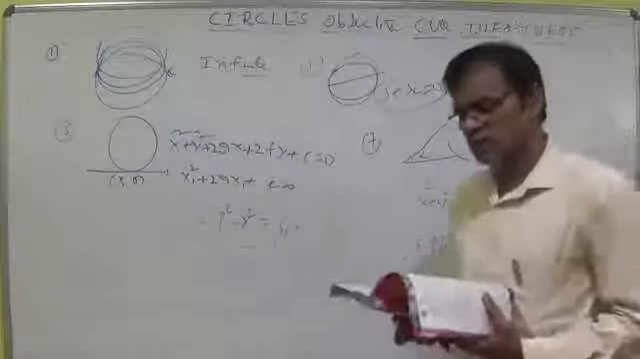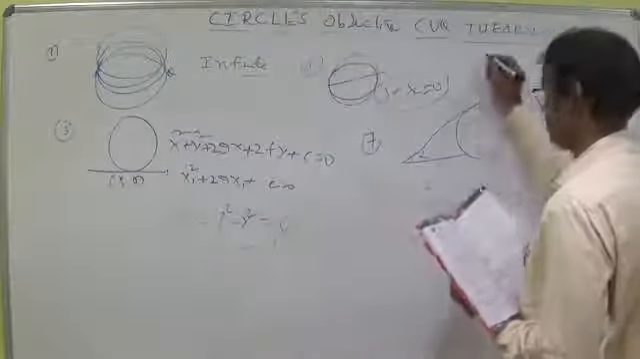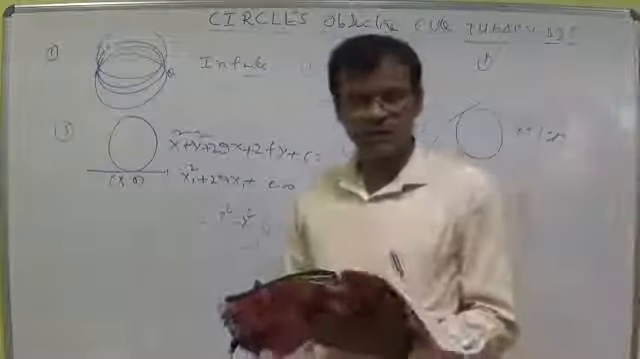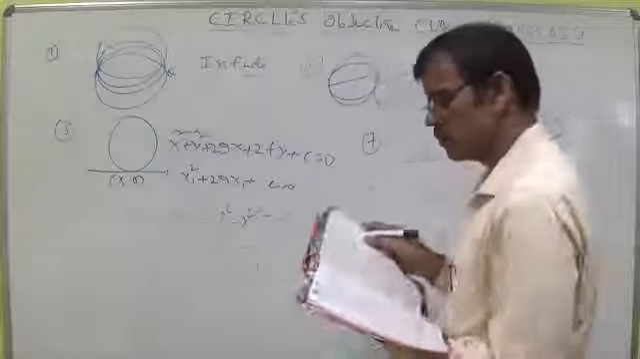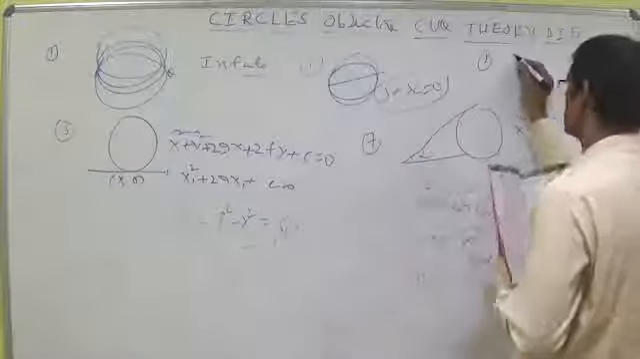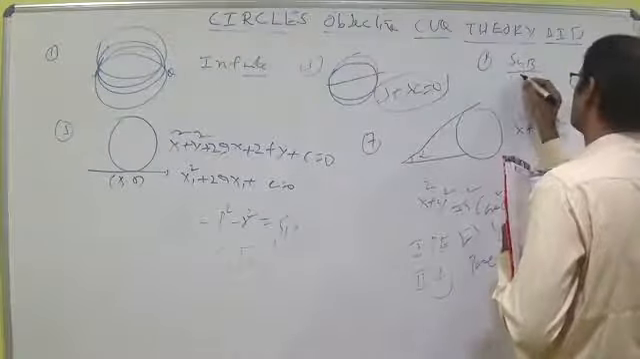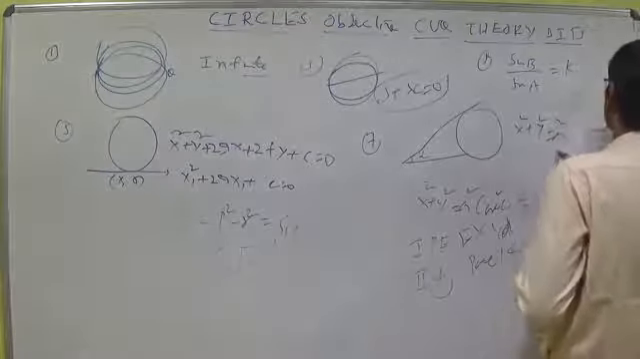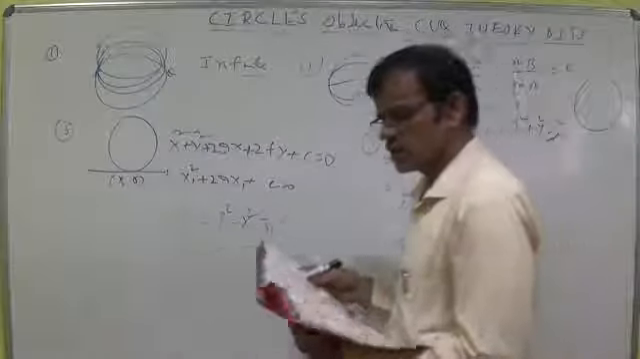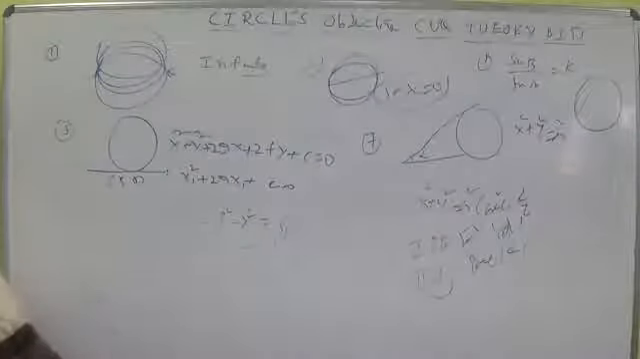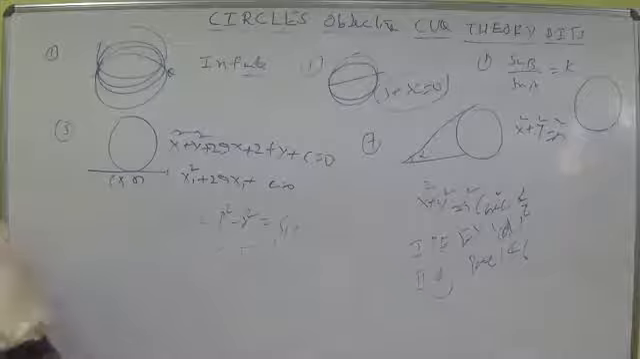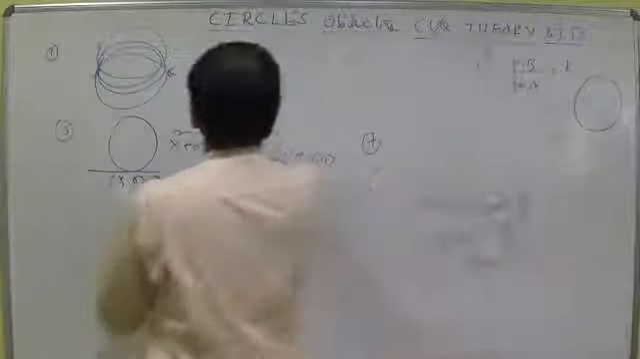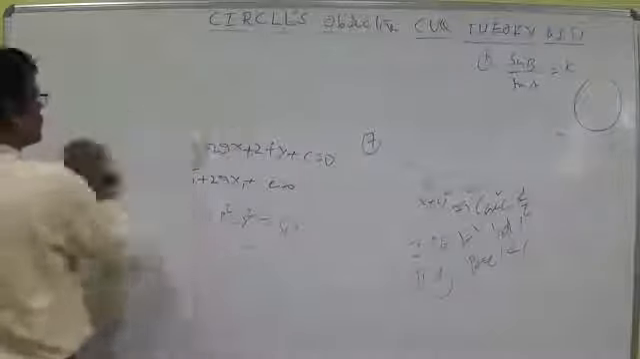Next, eighth one: A and B are two fixed points, the locus of P such that in triangle PAB, sin B by sin A is constant. Here, sin B by sin A is equal to K. So, what is sin B by sin A? We know that it is a by 2R, b by 2R, constant. A and B are fixed points. Locus of P.